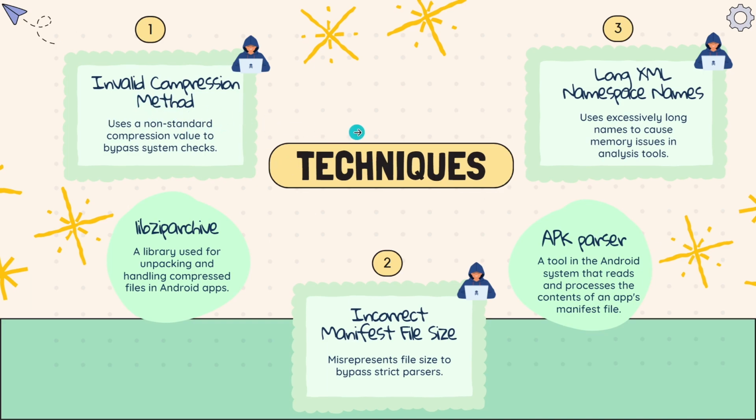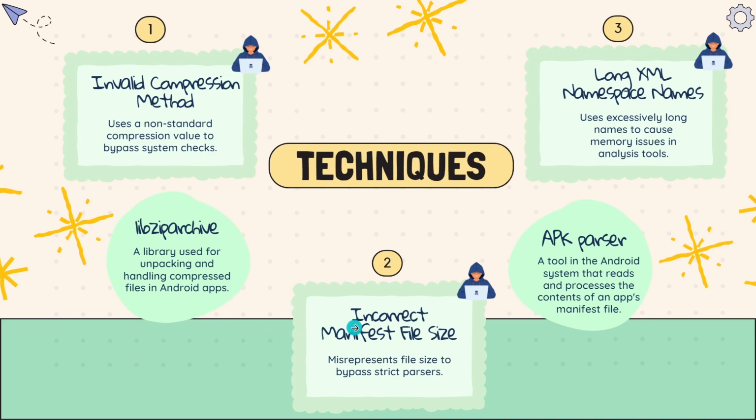The first method is called invalid compression method. When the Android system unpacks an app's files, it uses a library called libzip archive to check how the files are compressed. Normally, only compression methods like 0x40 or 0x308 are accepted. However, SomniBot uses a different method like 0x305, which tricks this library into thinking the file is okay to install even though it's not following the usual rules. This trick has been used by other bad apps since April 2023.